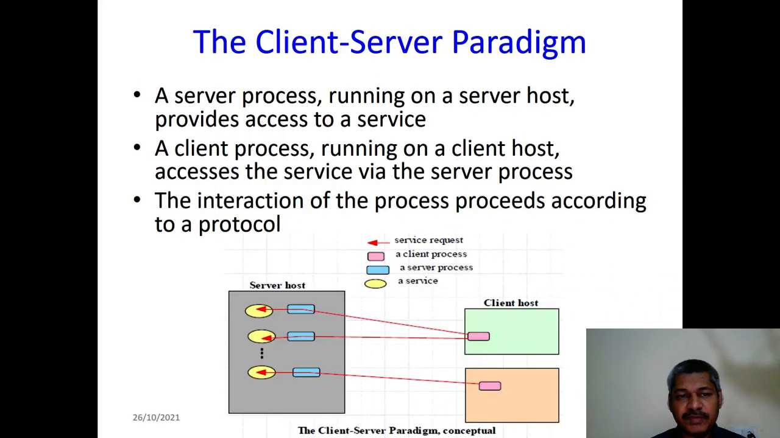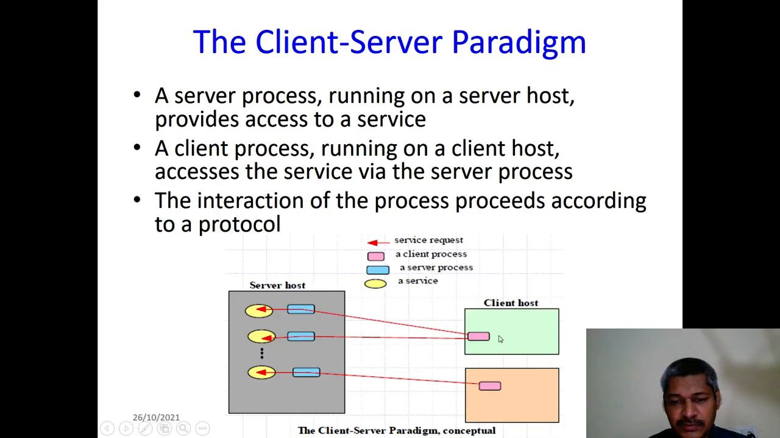When you think in terms of the client-server paradigm, there is a server process running on a server host. Multiple server processes are running on this server host, and they provide access to this particular service. So the service running on the server host is provided access by this process running on the server host.